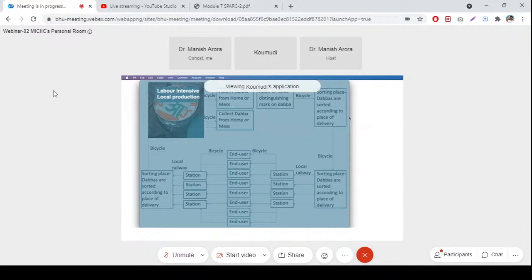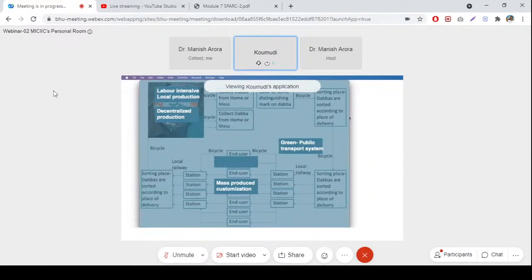This system is labor intensive. It produces and manages locally. It has a decentralized production. It is an informal sector. Production plus supply plus consumption happens locally. It's affordable. It's mass produced and yet customized. It's a green public transport system.